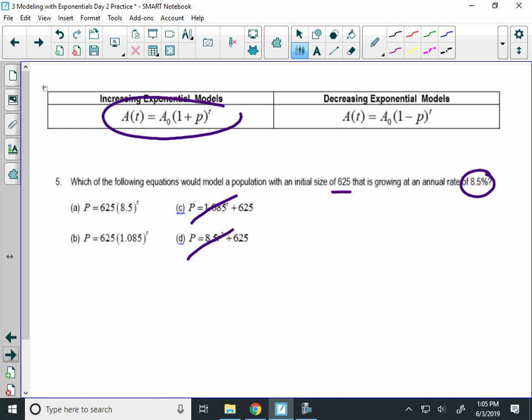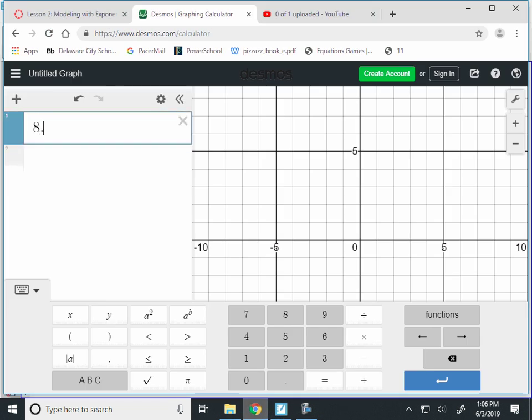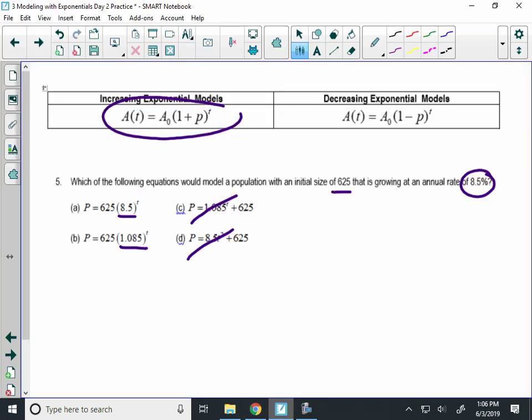For A and B, they both start at 625. We have to decide which one of these growth rates represents growing by 8.5%. Remember, when you grow by 8.5%, you have to turn that into a decimal. If you're not sure what 8.5 is as a decimal, take 8.5 and divide it by 100. That's 0.085. So when I'm increasing, growing by a rate, that means in my parentheses would be 1 plus 0.085, which looks like option B. 8.5 is not increasing by 8.5%.